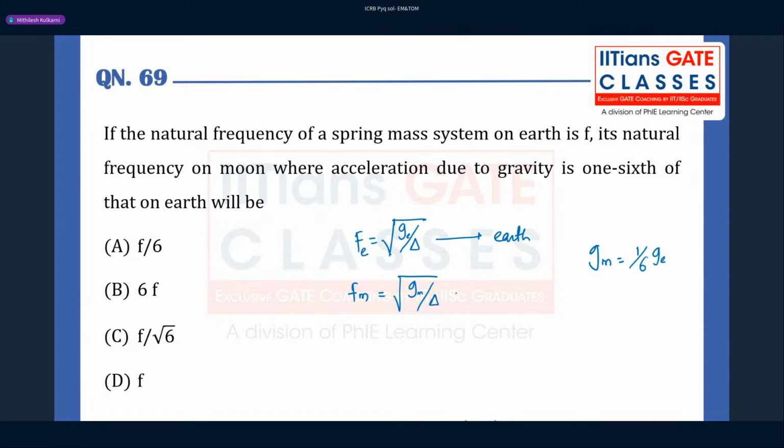So I would write it as under root of Ge divided by 6 into delta. So 1 by root 6, if I take it out, I'll end up with Ge by delta, which is 1 by root 6 of Fe. So we can say that 1 upon root 6 times the natural frequency on the Earth. So option C is correct in this case.